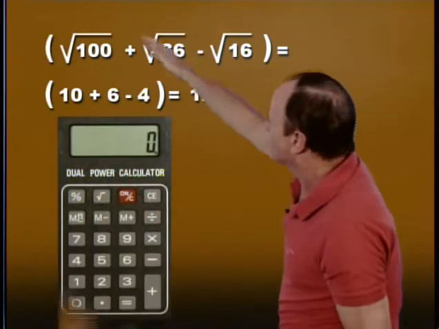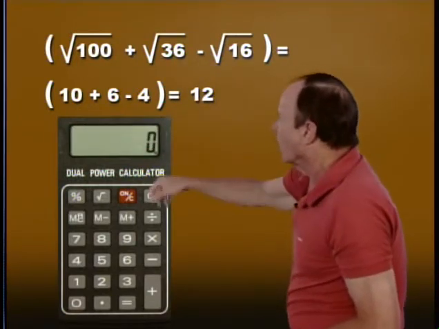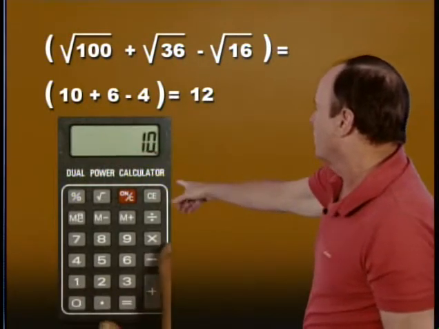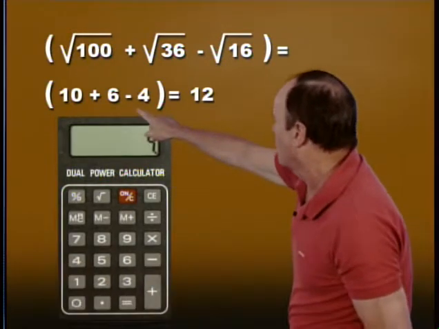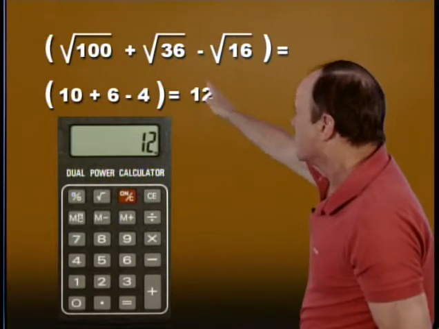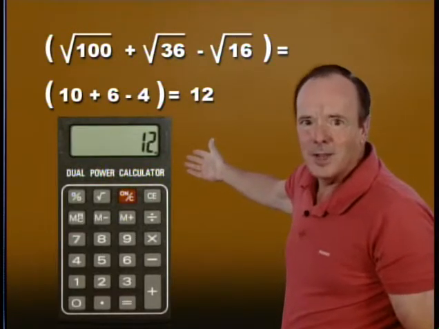So now this resolves down to 10 plus 6 minus 4. Well, 10 plus 6 is 16, but we can do that in the calculator, 10 plus 6. And then we'll subtract 4. We'll do minus 4, and the answer is 12, and we figured it out. You know, really, they don't get much simpler than this, do they?